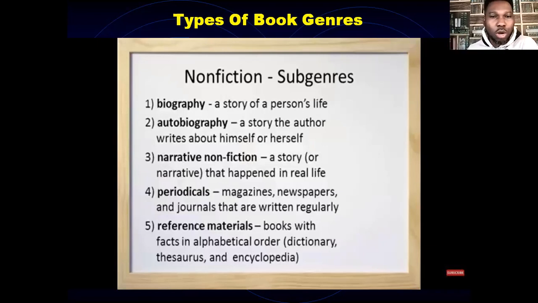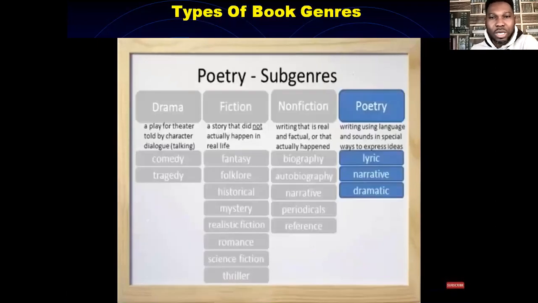And then again, we have what we call periodicals. So periodicals are like magazines, newspapers, and journals that are written regularly. So these are called periodicals. And then another subgenre of nonfiction, we have reference materials. So reference materials are books with facts in alphabetical order. For example, the dictionary is an example of a reference material, and thesaurus and encyclopedia are all examples of reference materials.